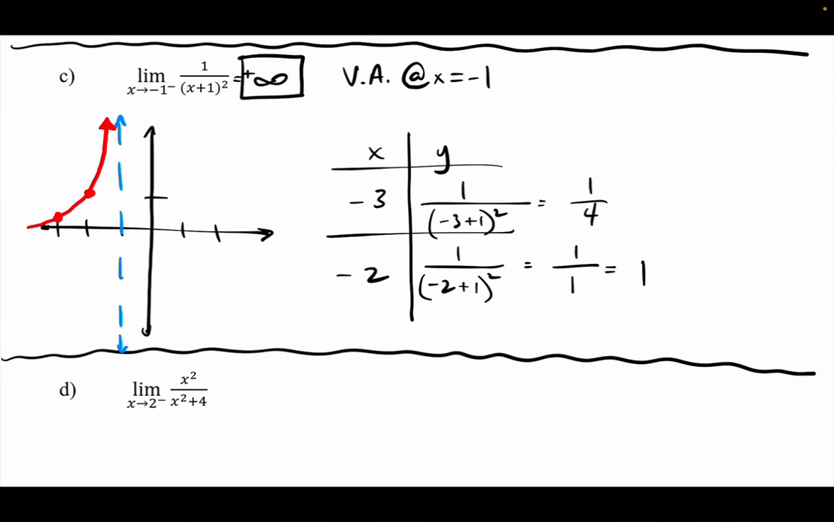Is it -3 times -3, 9? Yeah, but you gotta add first. So you get -2 squared, you get -2 and then squared. Okay.